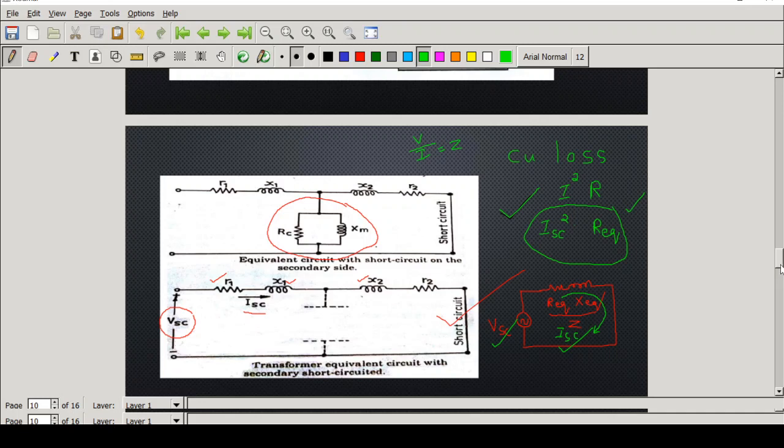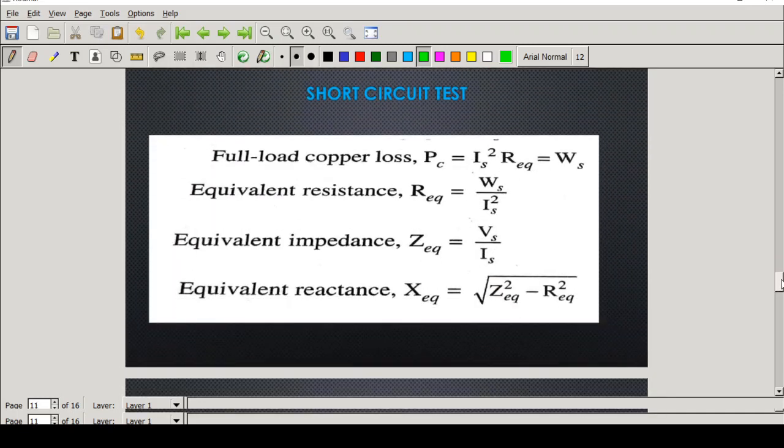Now we will go through the equations. As I told you, in the short circuit test, since the voltage applied is very less, we can ignore the core loss. That is, no load parameters can be ignored. So the input power, whatever power we are giving to the transformer, is used for supplying the copper losses because a current is flowing through the impedance. Impedance consists of resistance and reactance. So this is the equation. Now from this we can find R equivalent, that is power by current squared.